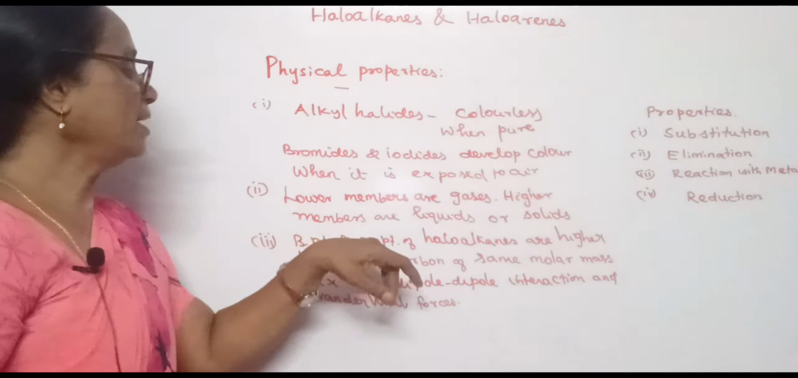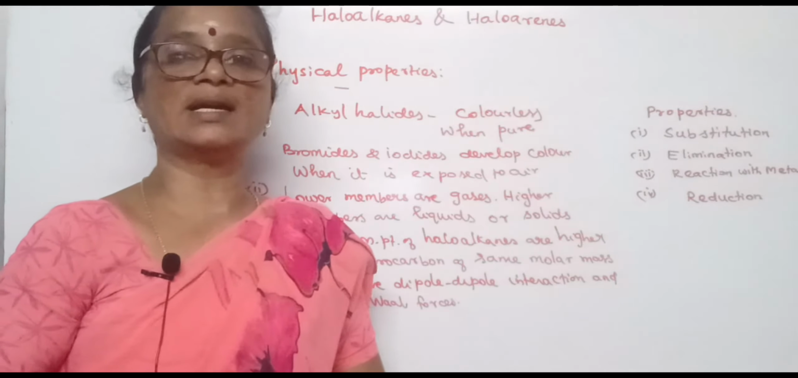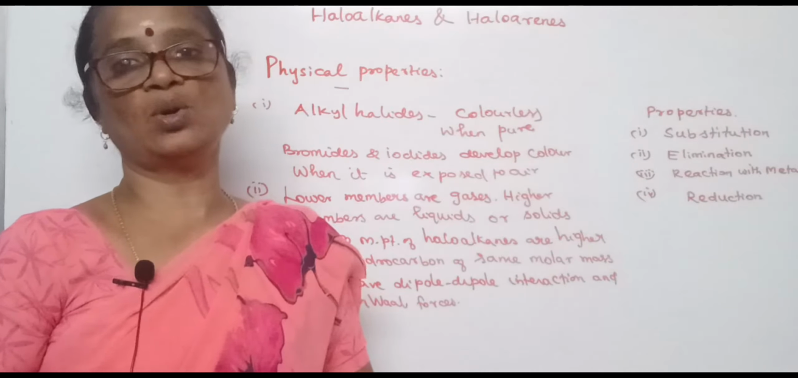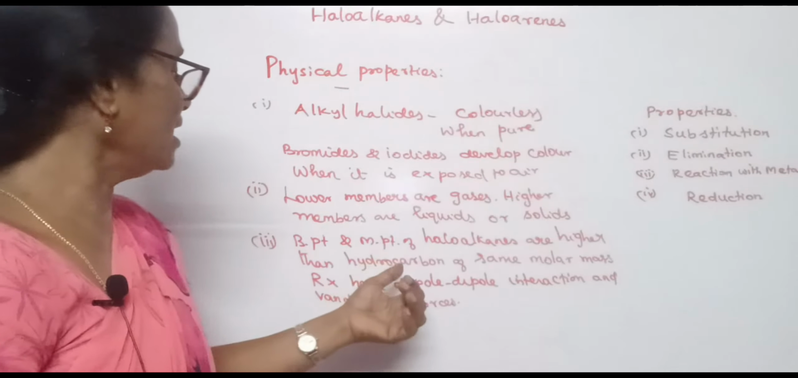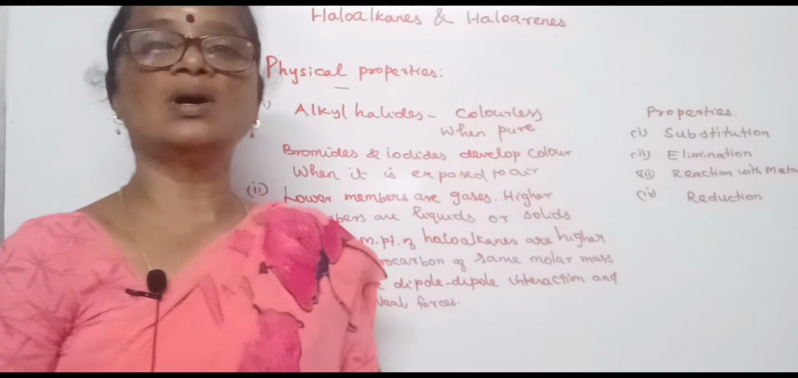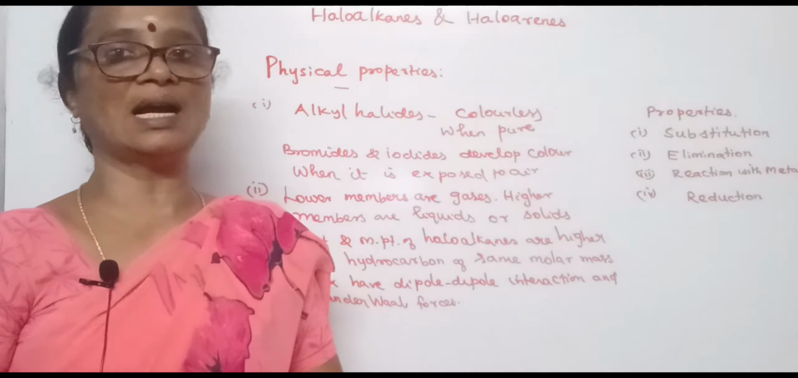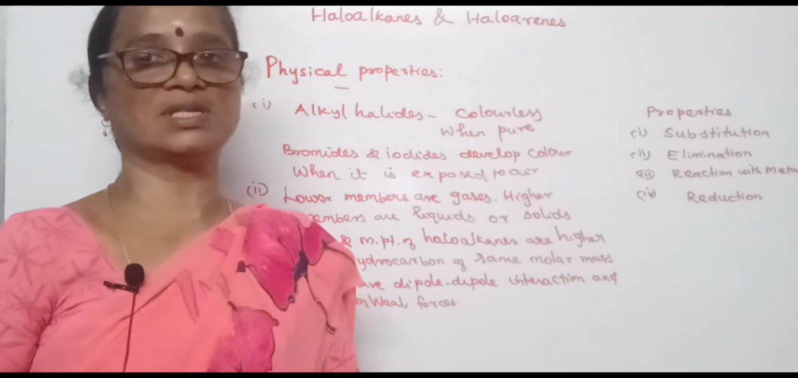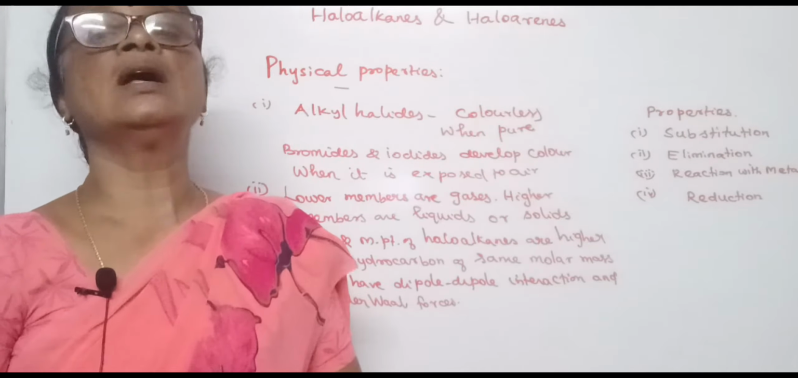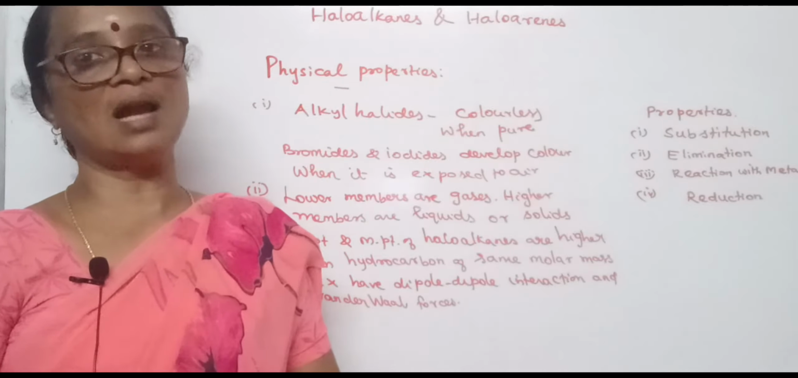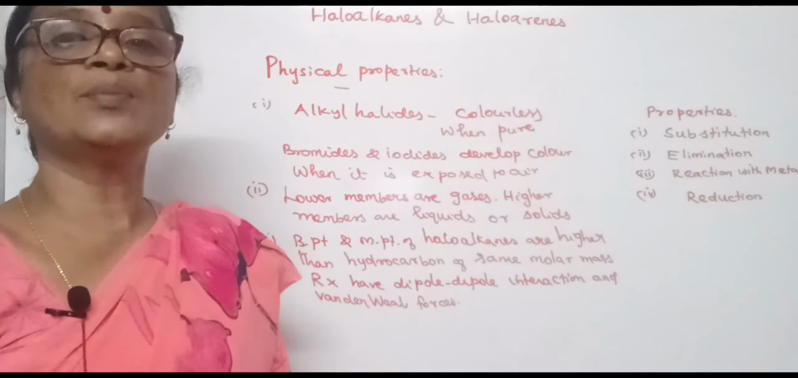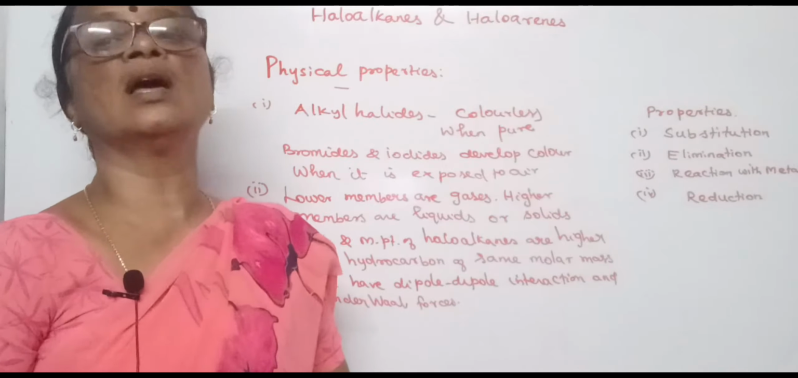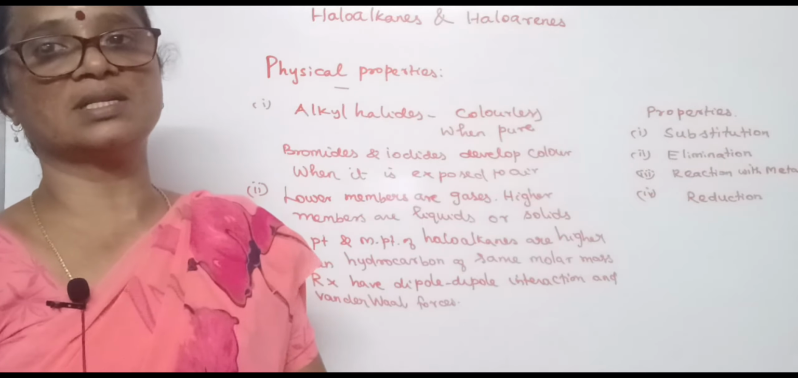The boiling point and the melting point of haloalkanes are higher than hydrocarbons of the same molar mass. This is because haloalkanes have dipole-dipole interaction and van der Waals forces. But in hydrocarbons, those strong interactions are not found. That's why haloalkanes have higher boiling and melting points over hydrocarbons.